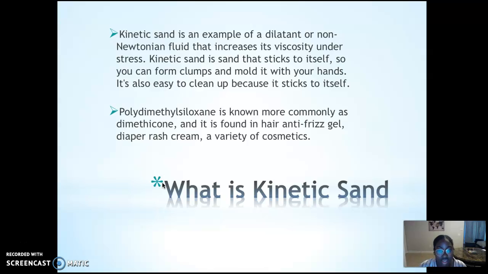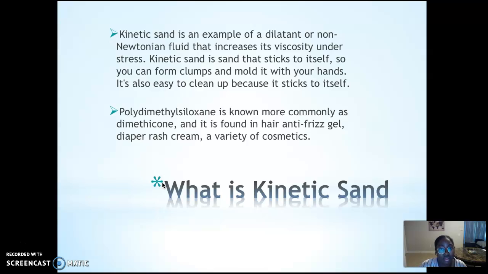Kinetic sand is sand that sticks to itself, so you can form clumps and mold it in your hands. It's also easy to clean up because it sticks to itself. So in this experiment, we're basically creating a polymer, which I'll explain to you in the next slide.